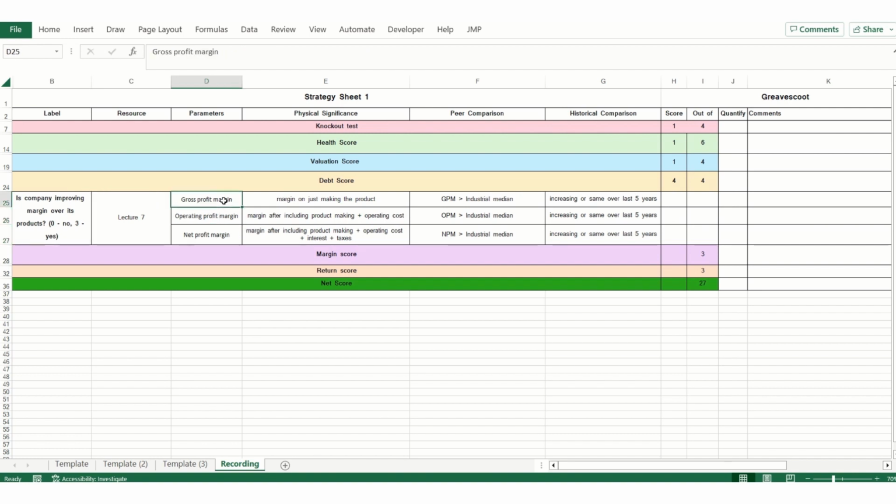Now, just to revise, the gross profit margin is the margin which you make just on making the product, including the direct cost. The operating profit margin is when you include your operating cost into account, and your net profit margin is when you include your interest and taxes also into the account. So here, this is our criteria that these should be greater than the industrial median, and these should increase or at least remain the same over the last 5 years.